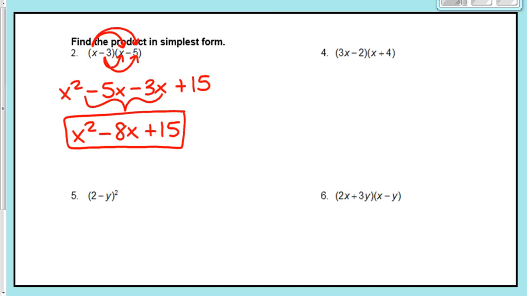Okay? I'm going to go over here. I don't know why it says number 4. I don't know what happened to number 3, but whatever.